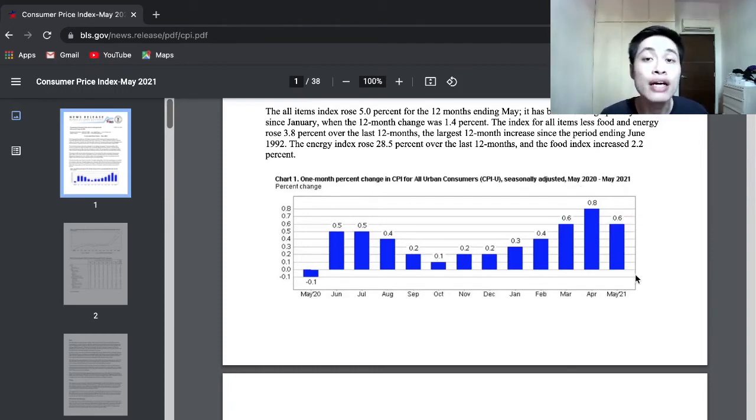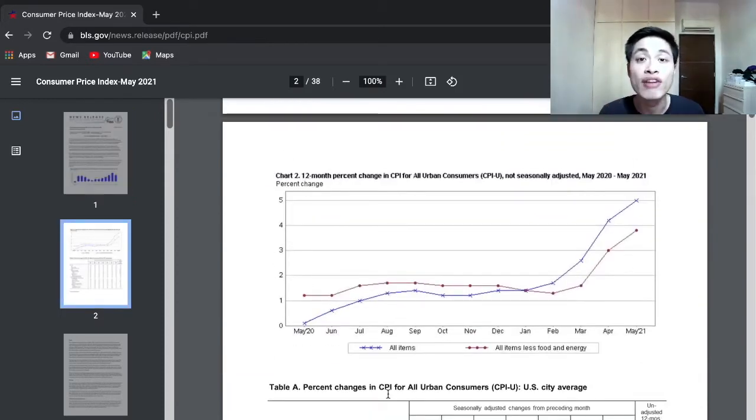Now let's take a look at the year over year data. And for this year over year data, we'll be taking a look at the blue line, which represents all items. And for the month of May, we see that the 12-month percentage change in inflation data was 5%. So what this means is that we are comparing the prices of all items in the US in May 2021 versus a year ago. And the percentage change compared to a year ago is 5%, which is the largest percentage change in the US in almost a decade.